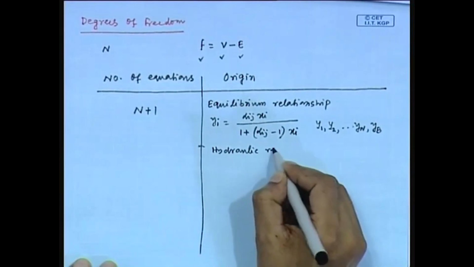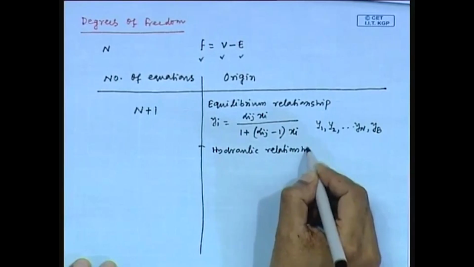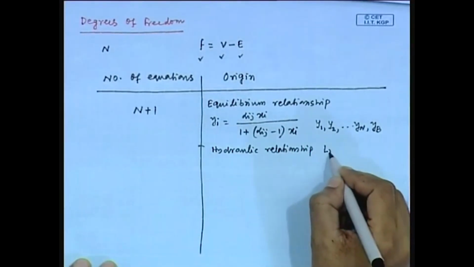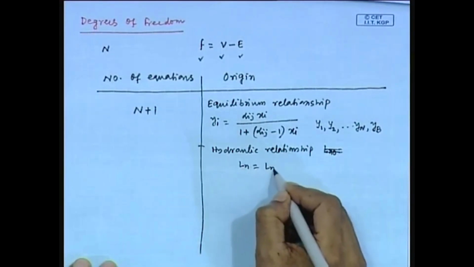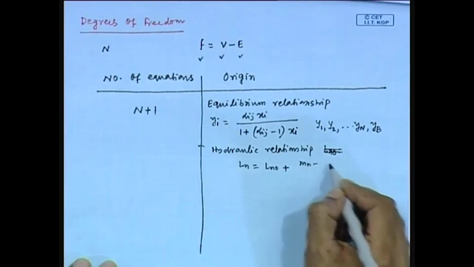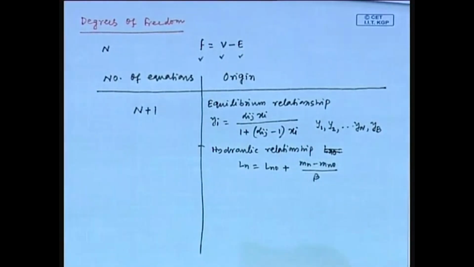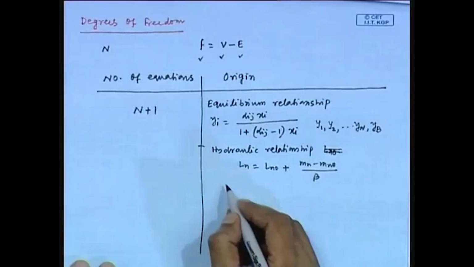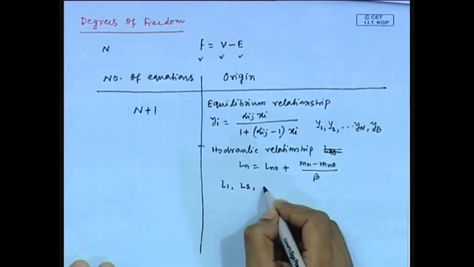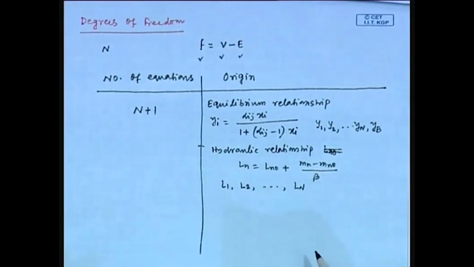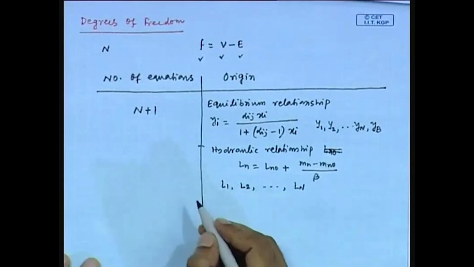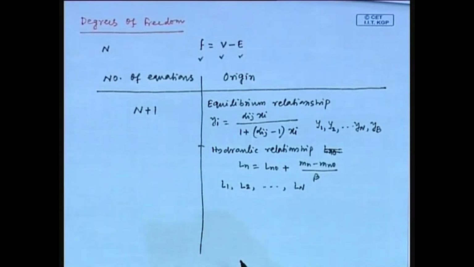Hydraulic relationship, that is Ln = Ln0 + (Mn - Mn0)/β. How many liquid flow rates are involved in the distillation model? L1, L2 up to Ln. N number of liquid flow rates we have to calculate using this Francis weir formula.